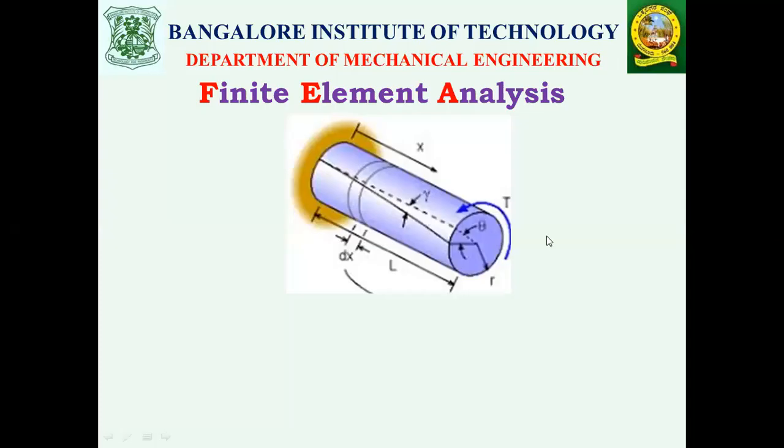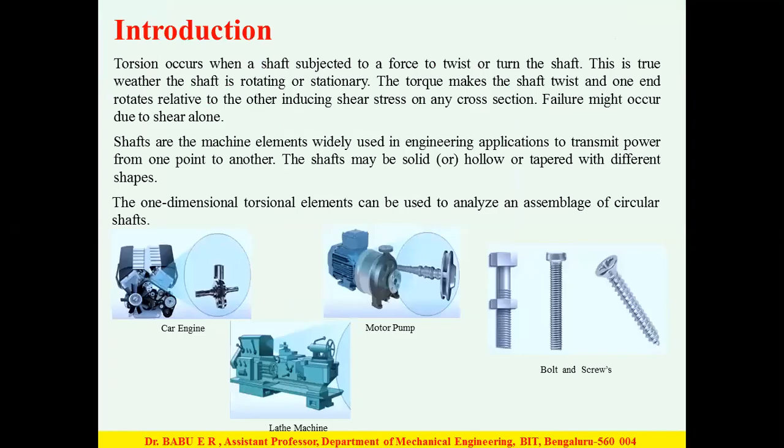Dear students, let us start with the next module, torsion of shafts. Introduction. Torsion occurs when a shaft is subjected to a force to twist or turn the shaft. A force which causes a twist or turn of the shaft, we generally call a torque. So torsion occurs when a shaft is subjected to a torque. This is true whether the shaft is rotating or stationary.